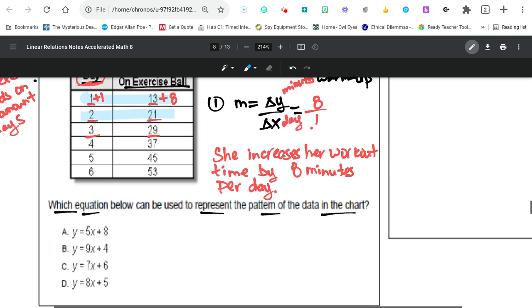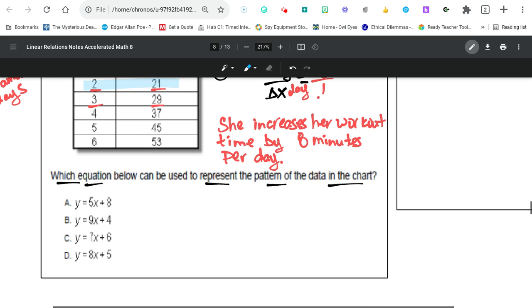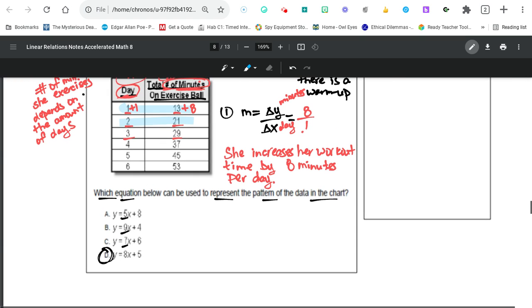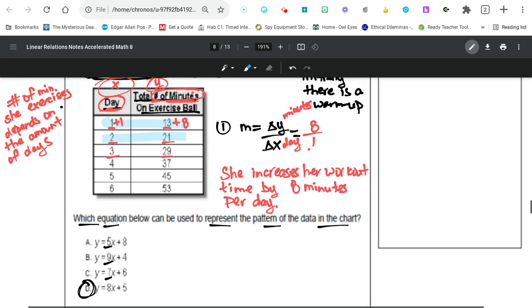Okay, that's what the slope means. But I know you all know the answer with which equation. The answer is D, because it's the only one that has a slope of 8. It has a slope of 5, 9, and that has a slope of 7. This is the only one that has a slope of 8. But I'm going to finish it out and actually show the calculation for B.